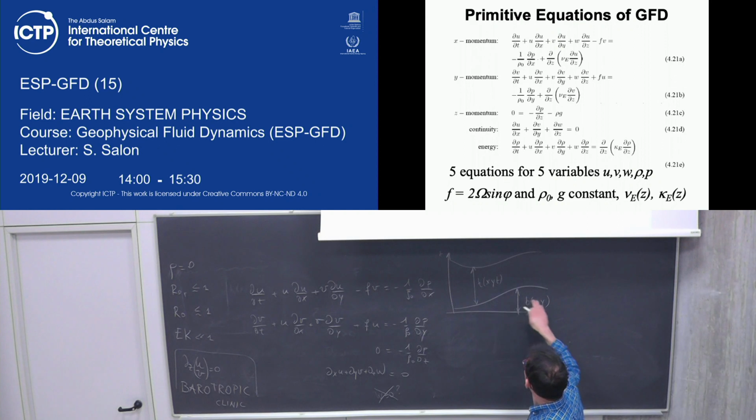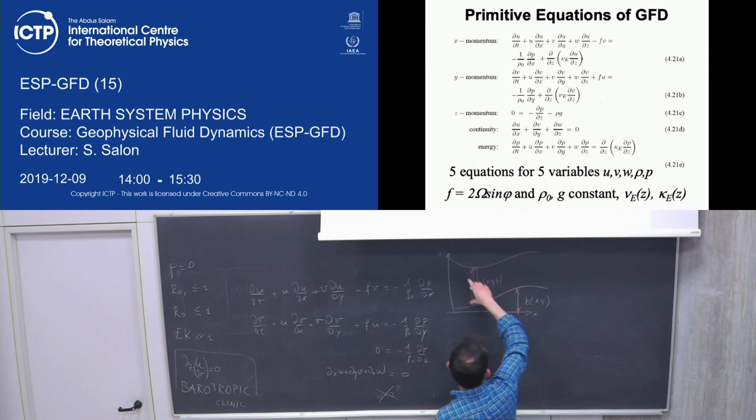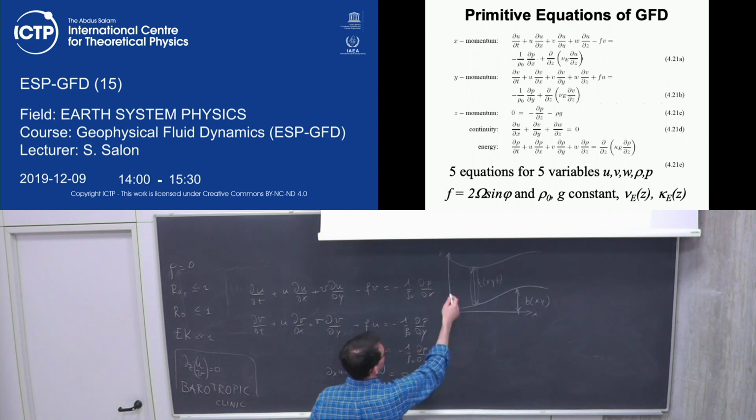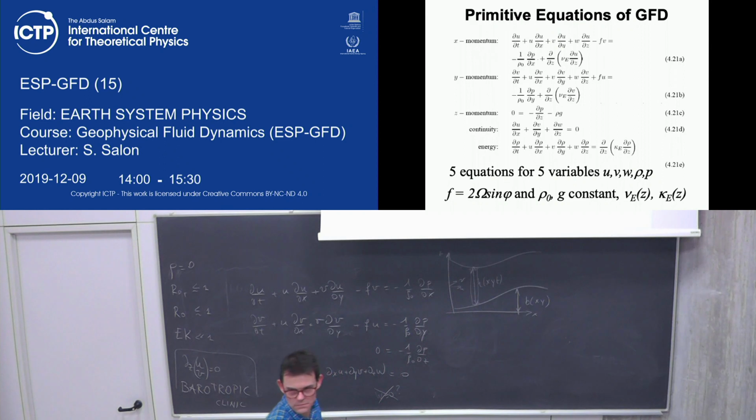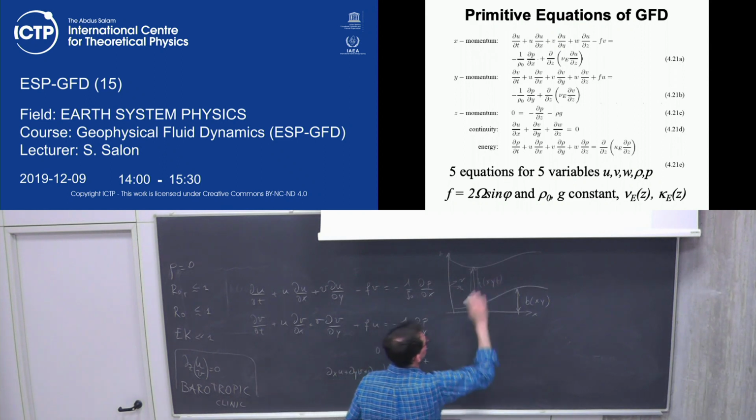Okay, so this is the bottom, or the topography, and this is, let's say, the height of a fluid column. It can be a water column or air column, and this is moving. Okay, so it's changing in time because we have some velocity flows here, which is transporting this column.